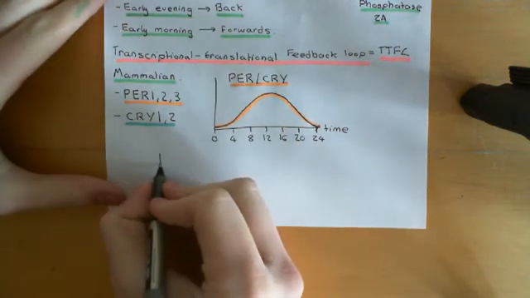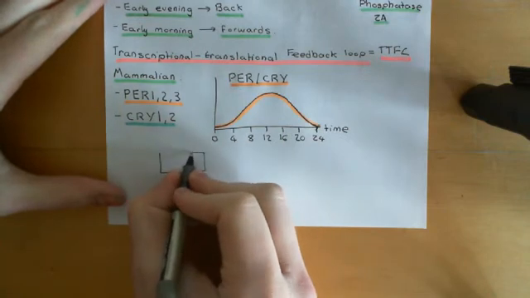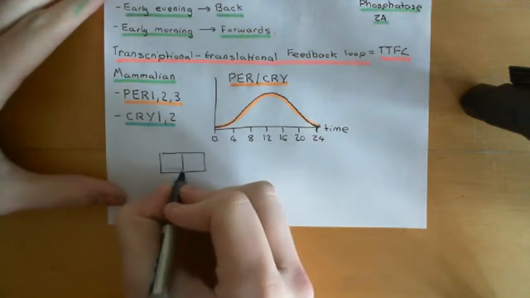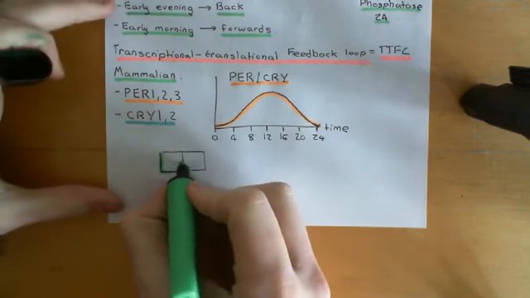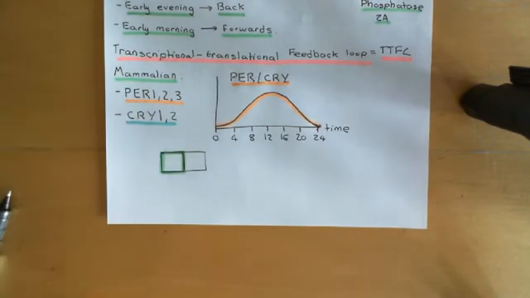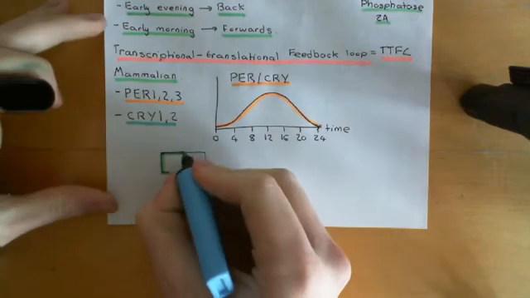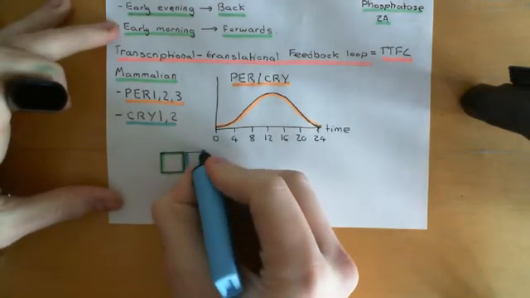Okay, so once again we'll colour these important transcription factor heterodimers in green and blue. Okay, so remember in Drosophila, green was the clock protein, okay, and blue was the cycle protein here.